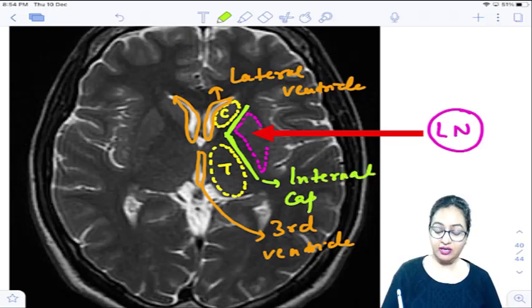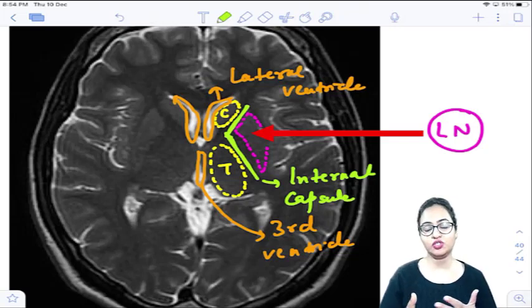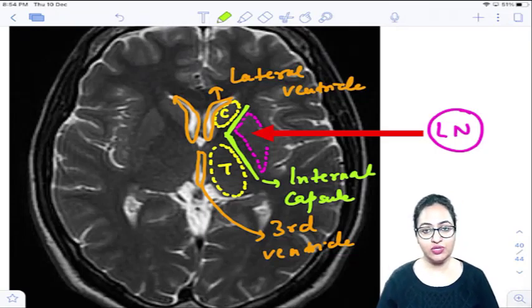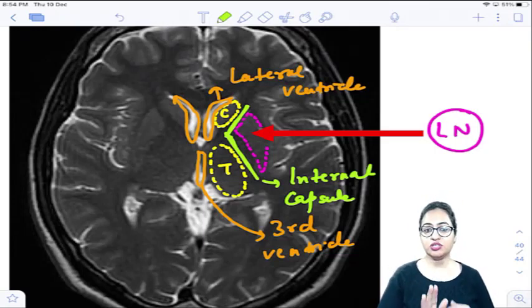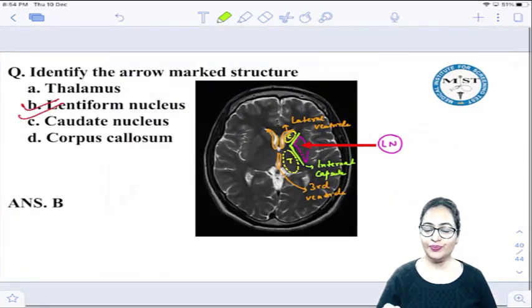So now we have identified all the structures which can be asked in further exams, in FMG or in the PG exams. These are the basic structures which you should be knowing. So the answer of this question is lentiform nucleus.